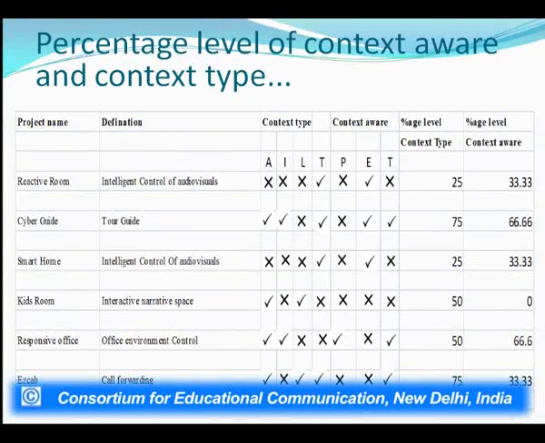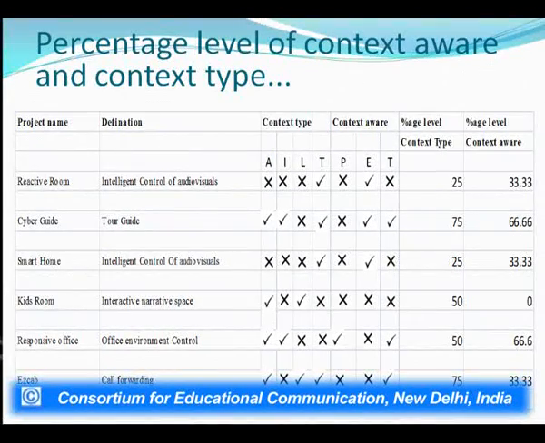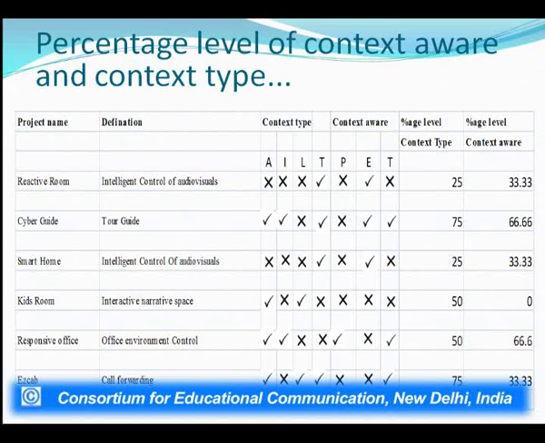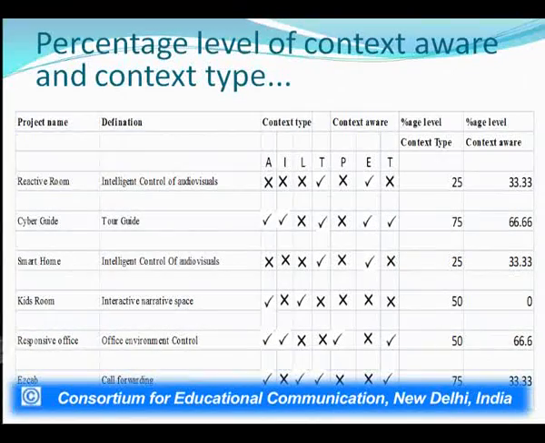For the kids room, the context type is 50% and the awareness is 0, meaning a lot of technological changes and environmental changes have to be made to get some quantified value. For the responsive office, the context type is 50% and the context awareness is 66.6%. For the edge cap, which is used for call forwarding, the context type is 75% and the context awareness is 33.33%.